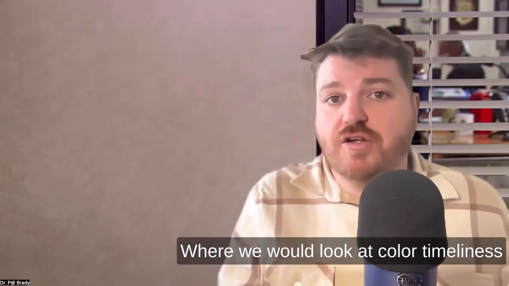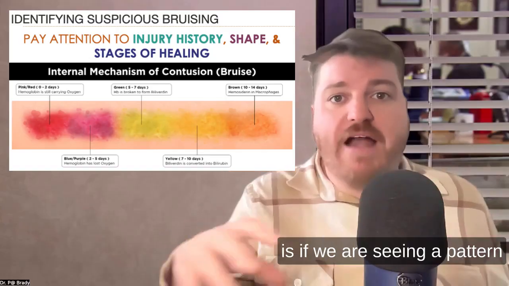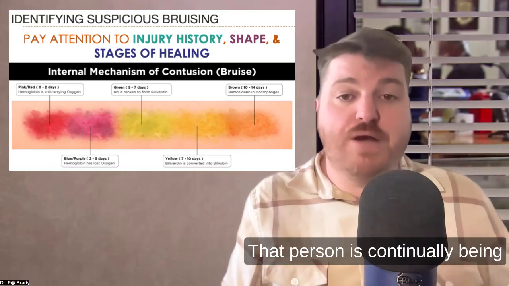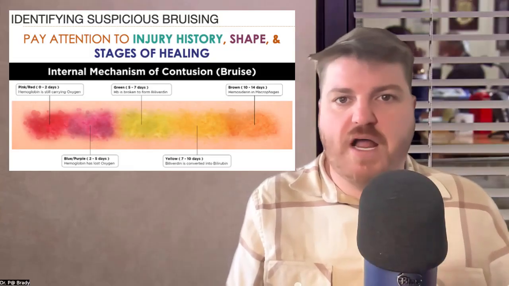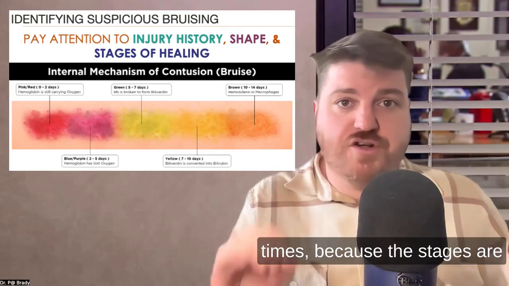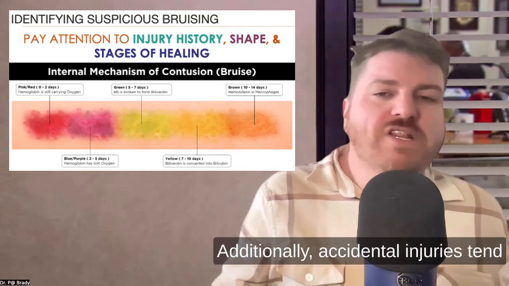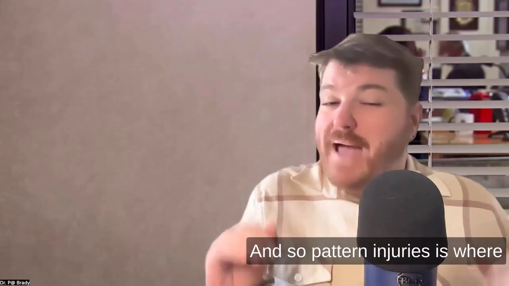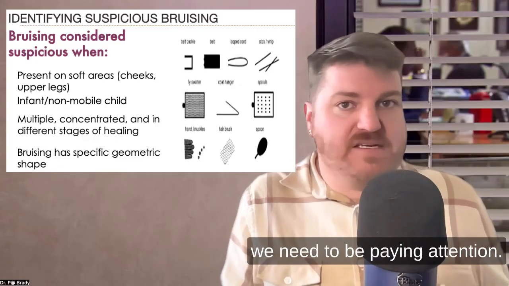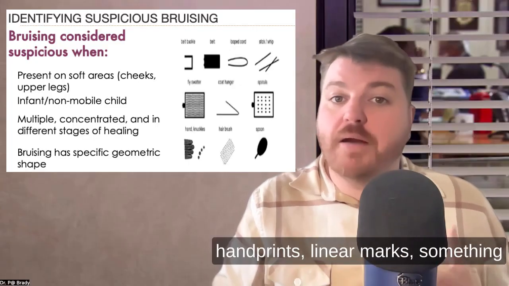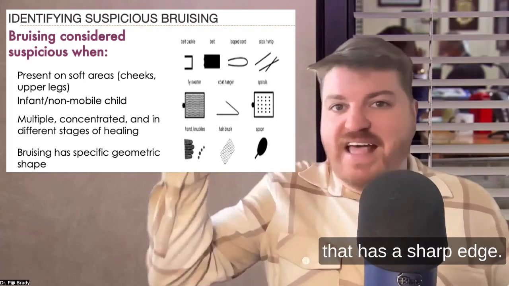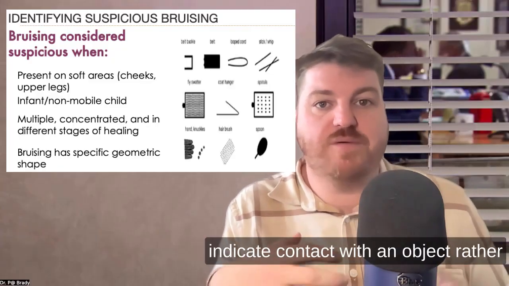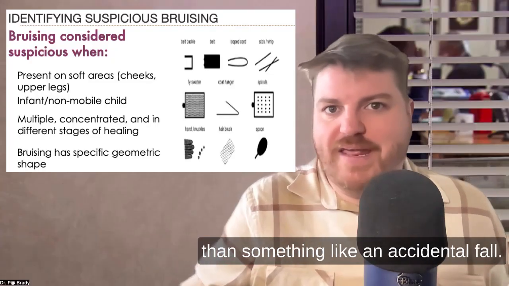Where we would look at color timeliness is if we are seeing a pattern of bruising in different colors, because that is likely an indication that that person is continually being injured in the same spot multiple times, because the stages are in different levels of healing. Additionally, accidental injuries tend to be much more irregular in shape, and so pattern injuries is where we need to be paying attention. Things like loop marks, clear handprints, linear marks, something that has a sharp edge, those should raise concerns as they could indicate contact with an object rather than something like an accidental fall.